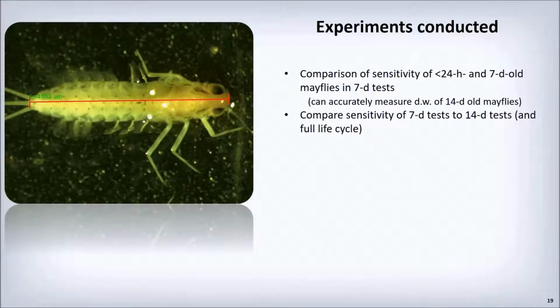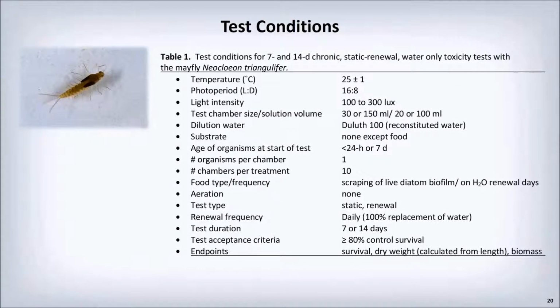The test conditions that we had for these 7 and 14-day tests: we used a temperature of 25 degrees Celsius, standard photoperiod and light intensity, and different size test chambers and solution volumes depending on whether we used less than 24-hour-old or 7-day-old organisms.